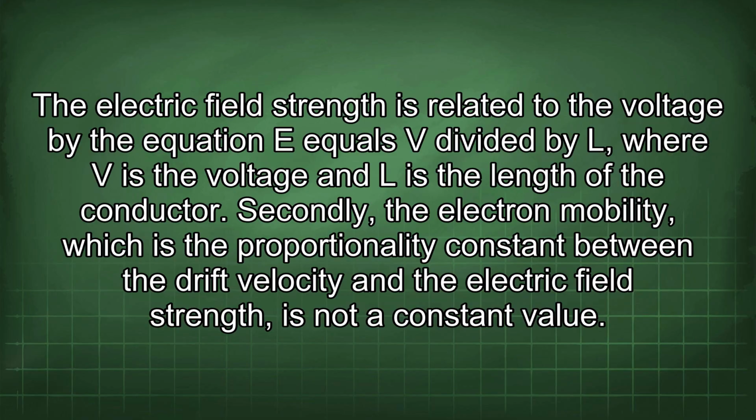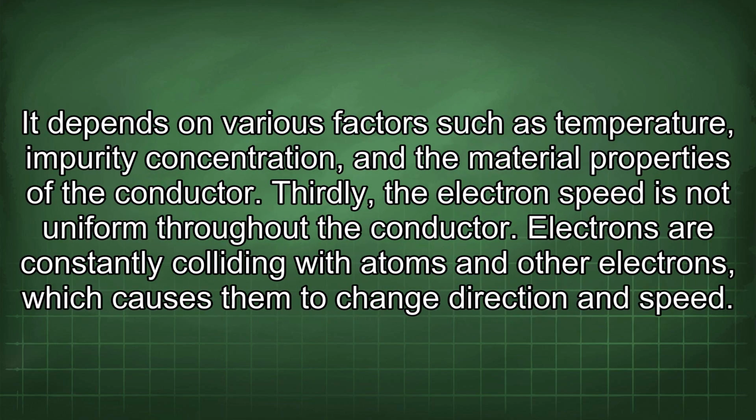Secondly, the electron mobility, which is the proportionality constant between the drift velocity and the electric field strength, is not a constant value. It depends on various factors such as temperature, impurity concentration, and the material properties of the conductor.